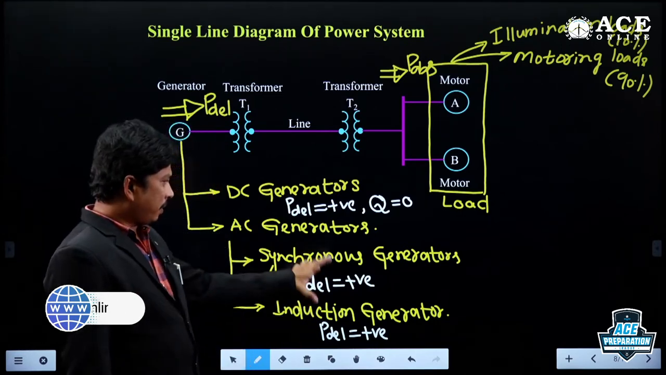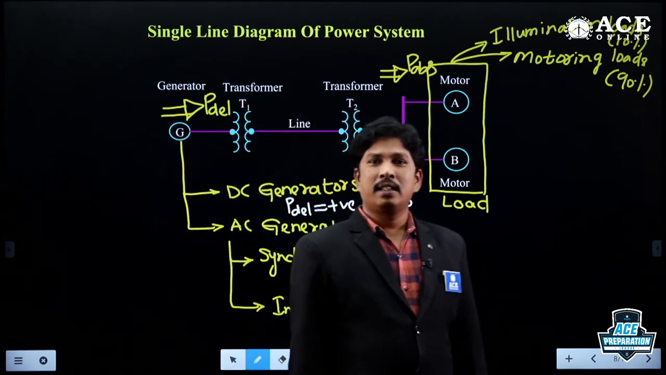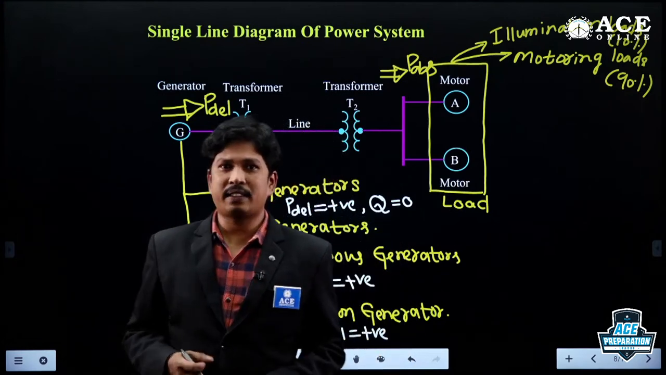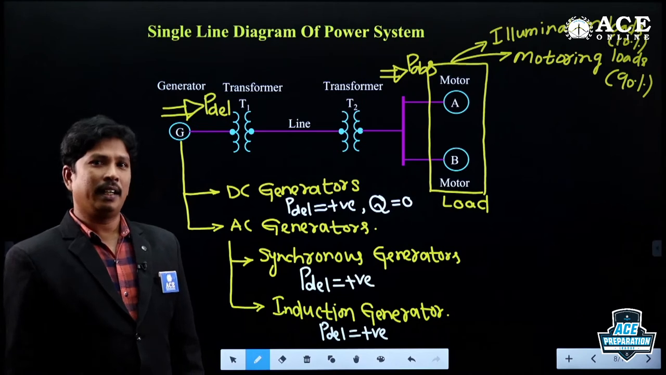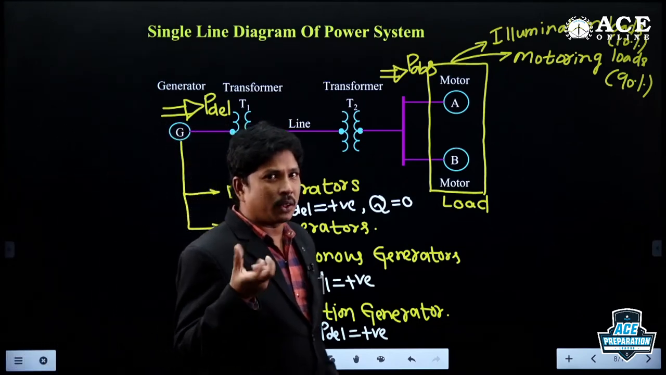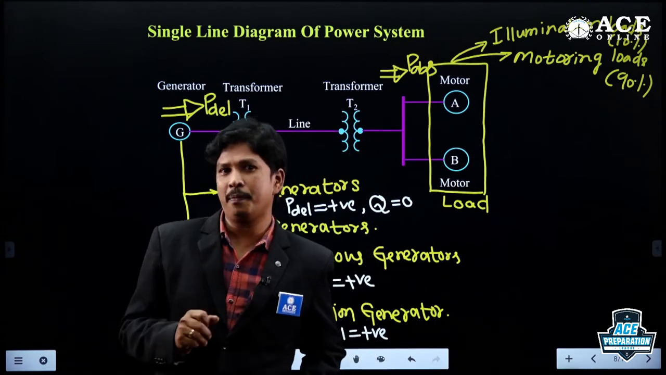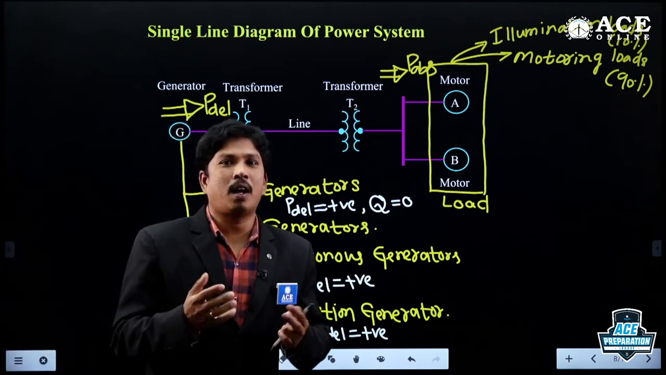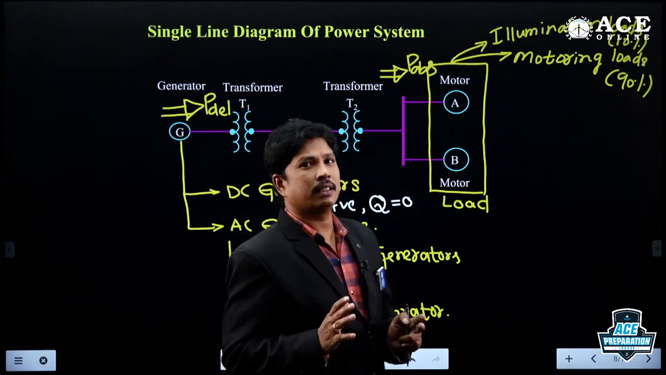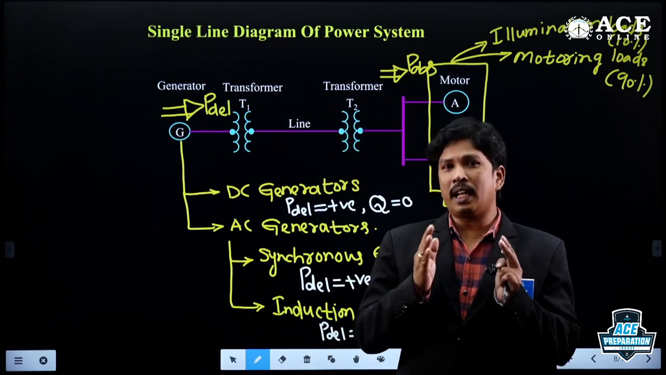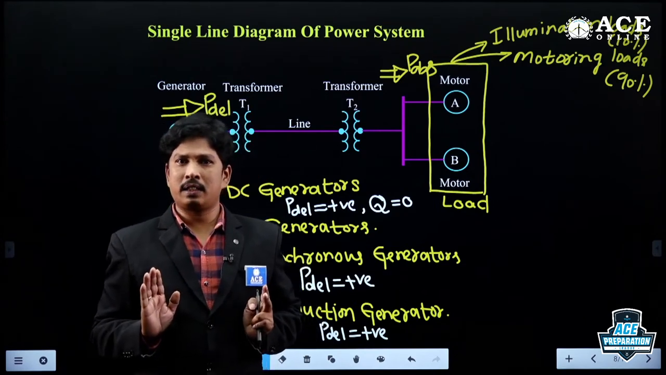Clear? Now, what is the basic difference between synchronous generators and induction generators? See here, a synchronous generator has excitation. It is connected with a DC source, and that DC source provides excitation to the synchronous generator. By controlling the excitation of the synchronous generator, it is able to deliver reactive power, absorb reactive power, or stay calm. One of the greatest advantages of the synchronous generator is controlling the excitation of that machine. By controlling it, we can make the generator deliver reactive power, absorb reactive power, or otherwise stay calm. Is it clear?